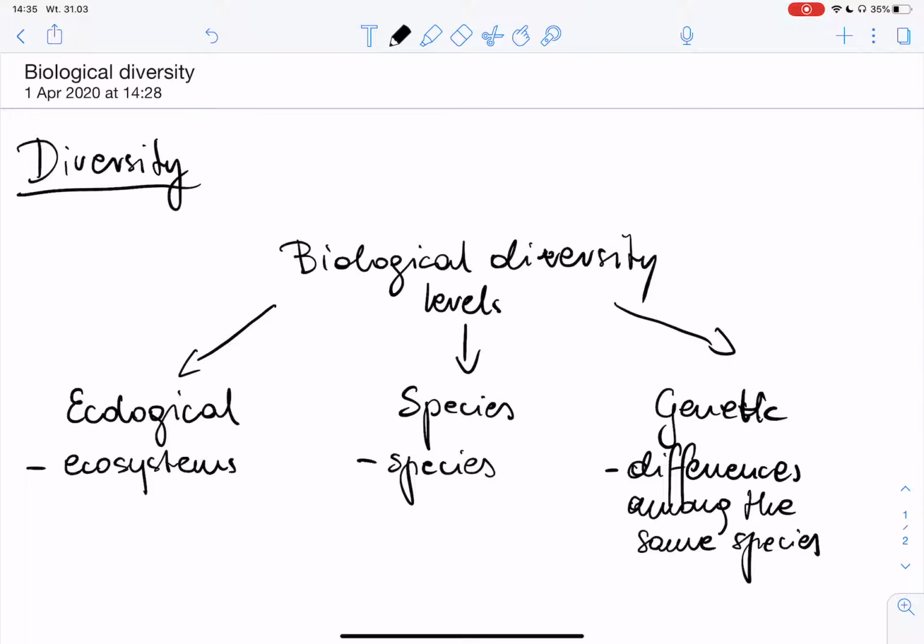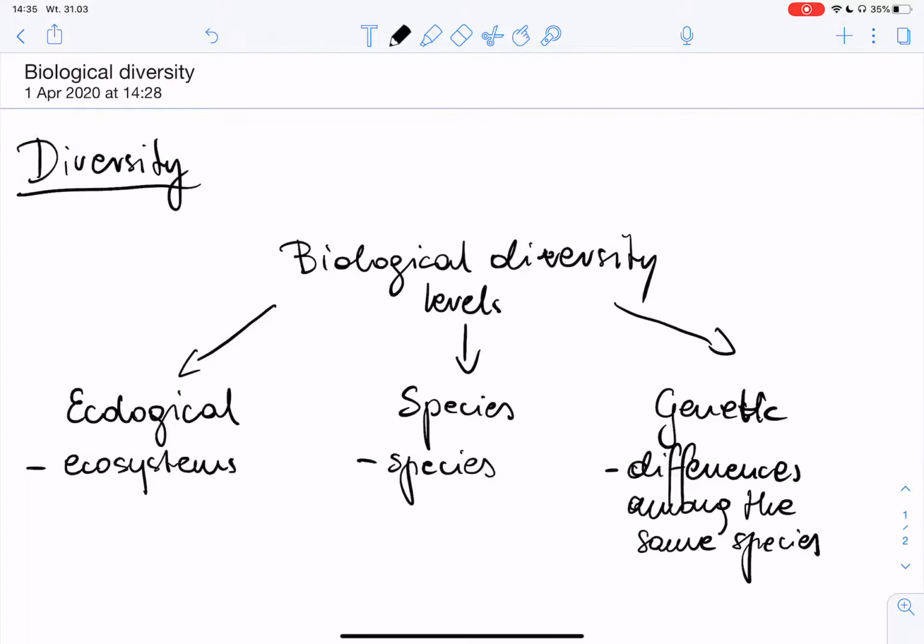In the wild, the genetic diversity is not that huge because basically certain species live in certain ecosystems, and depending whether the species has many individuals or not that many individuals, the genetic variation, the genetic diversity will be bigger or lower.